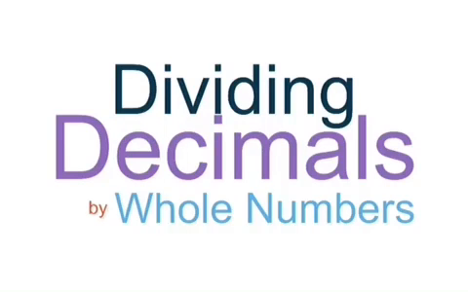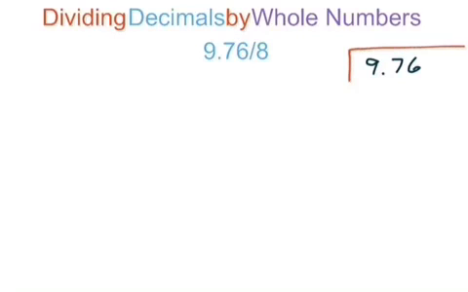Dividing decimals by whole numbers. So kind of specific here. Dividing decimals by whole numbers, and here's our example. If we had a decimal like 9 and 76 hundredths, so something like 9.76, and we're going to divide that by a whole number. And that whole number is going to be 8.